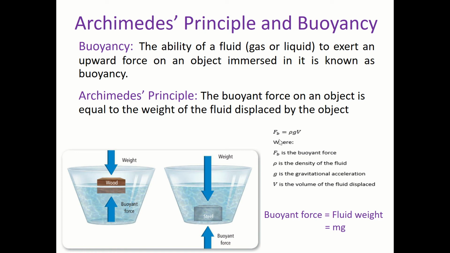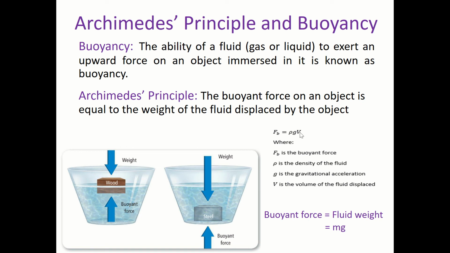Look at this equation. The buoyant force depends on what? It depends on the density, it depends on the acceleration due to gravity, and it depends on the volume. But density of what? The density of the water. And remember that the water here and there has exactly the same density. What about g? g is also the same. It's 9.8 meters per second squared.